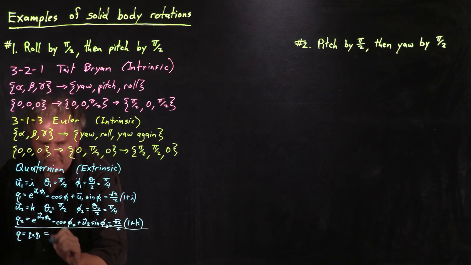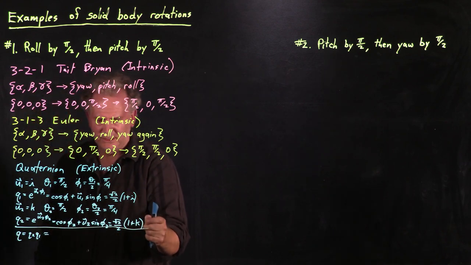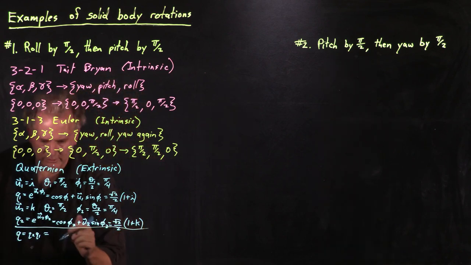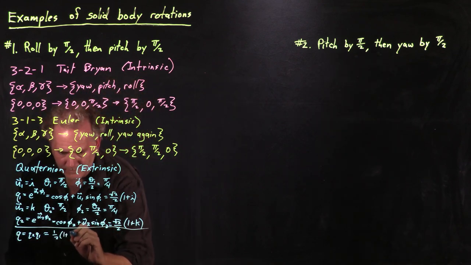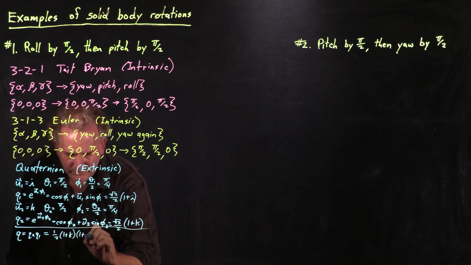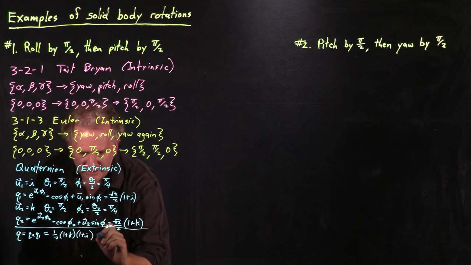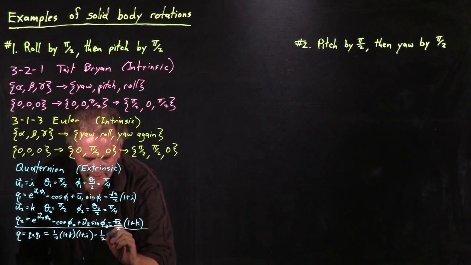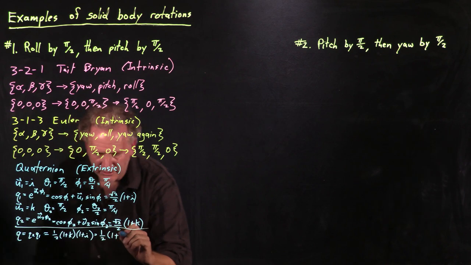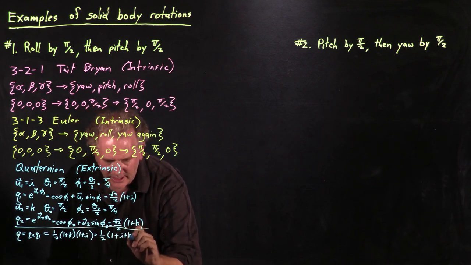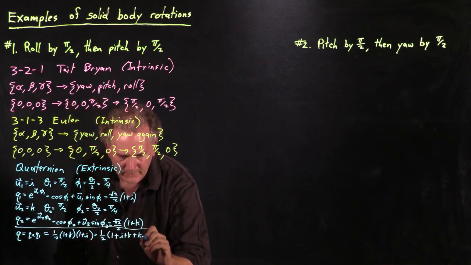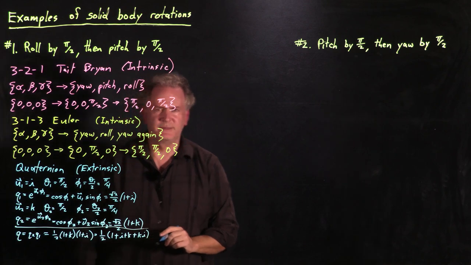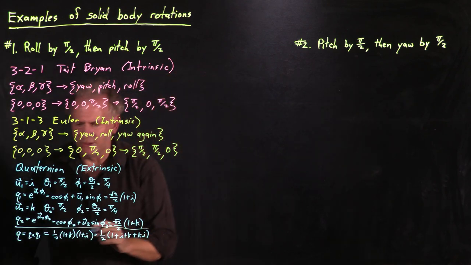And so we're going to have q2 times q1, square root of 2 over 2 times square root of 2 over 2 is just a half. And so q2 is on the left. So 1 plus k times 1 plus i is going to give us 1 half, 1 plus i plus k plus, get the order correct, k times i. And remember, k times i is just j, using quaternion math.